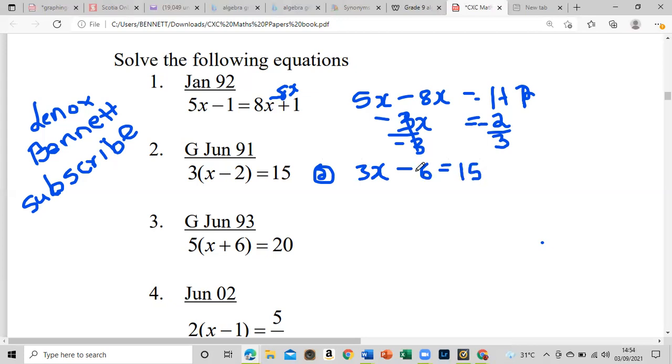Get rid of this negative 6 because we want to get all the natural numbers by themselves. So we add 6 to this side. It's an equation. Whatever you do to one side, you do to the next side. So 3x equals 15 plus 6, that's 21. And then we can divide by 3. So x is equal to 7.